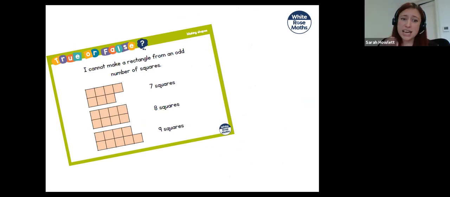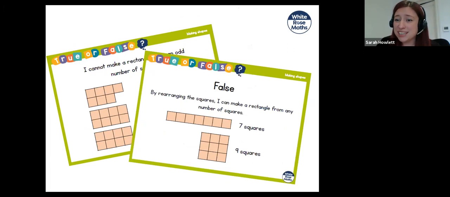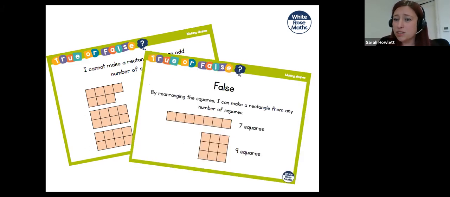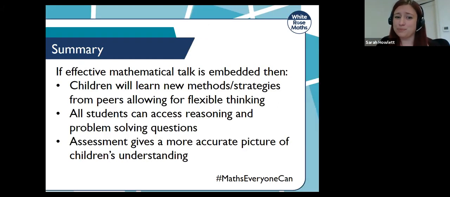these true or false questions. These are really great because these pick out interesting misconceptions that children might have. So here we've got a true or false question about I cannot make a rectangle from an odd number of squares. And you can see an example of how we might explore it, but then they also come with a suggested answer as well, and how we can share with the children different ways to really challenge misconceptions. So we've tried to think quite carefully around that, and they're really great for that discussion.